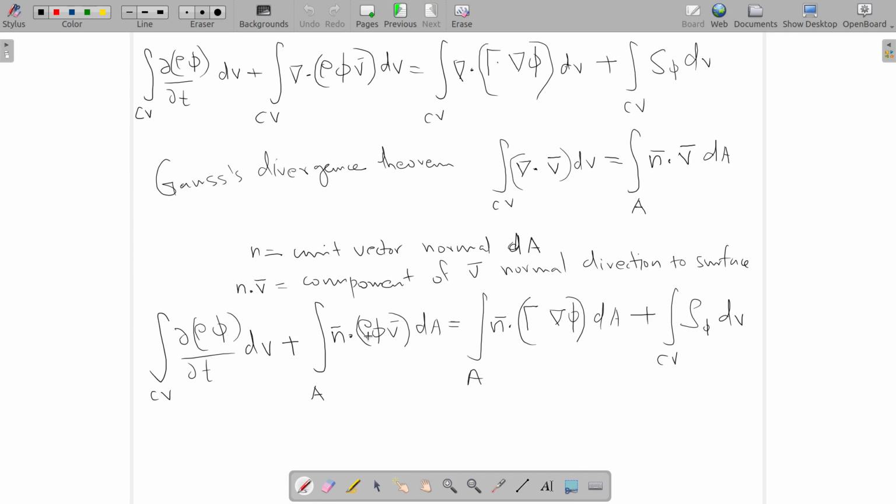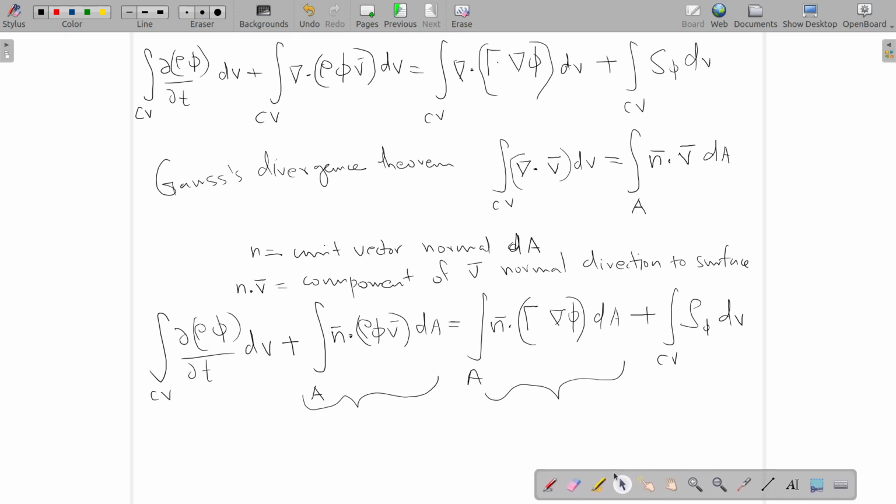Now these two terms, what is actually the meaning of these two terms here? So n dot rho phi v dA. What does that mean? That means the net rate of decrease of phi due to convection across the control volume boundaries. So that's something we can physically see here.